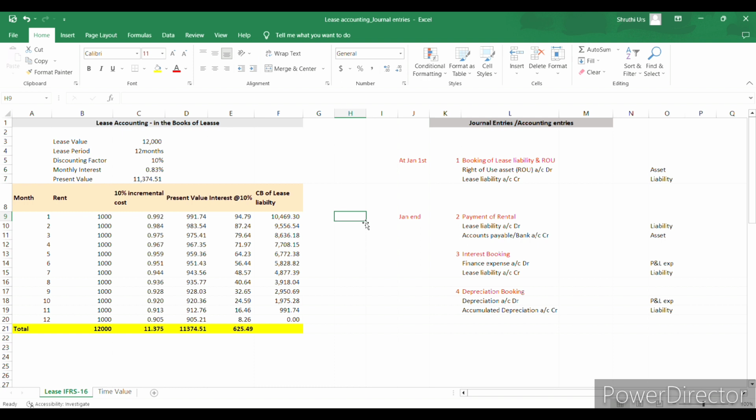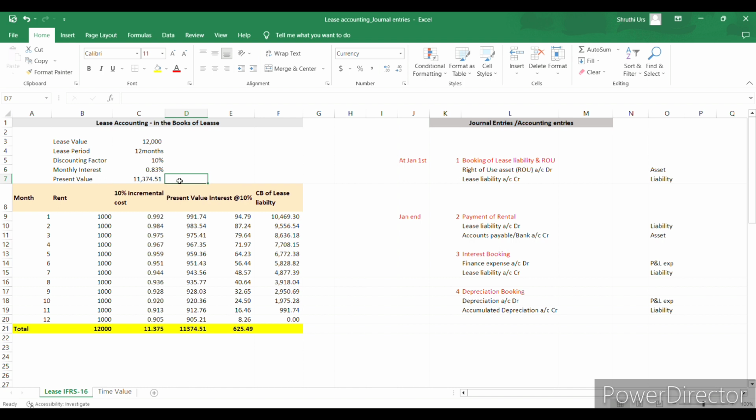So let's get started. Here I have taken an example where the lease value is 12,000, lease period is 12 months, discounting factor 10%, monthly interest would be 10% divided by 12, so it is 0.83%. Now the next step is present value. What does present value say? It is what is today's value for rupees 12,000.